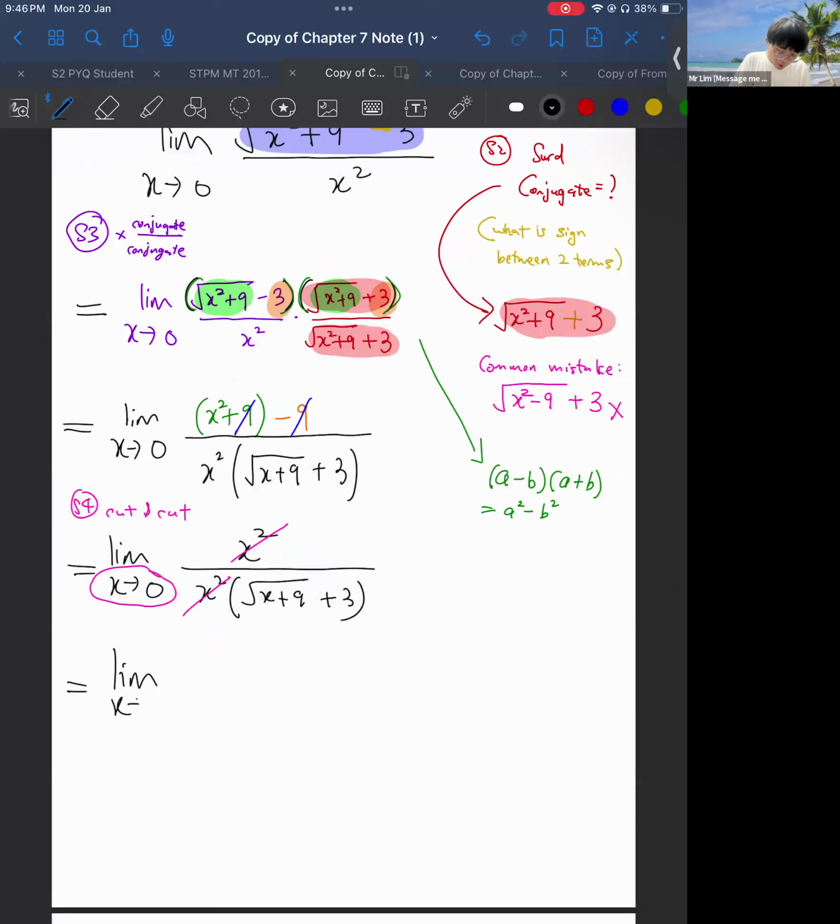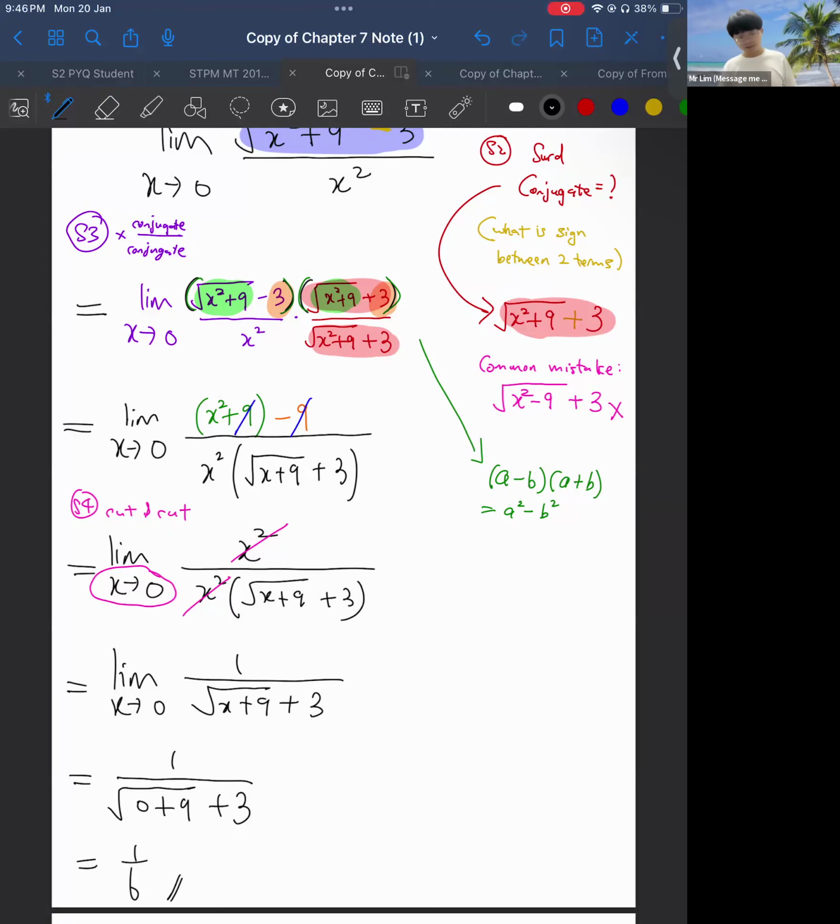Rewrite one more time before you substitute, which is 1 over square root x square plus 9 plus 3. And finally, substitute x equal to 0. One over square root 9 is 3, plus 3, so it's equal to 1 over 6. This is the answer.